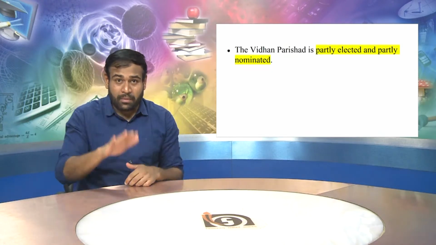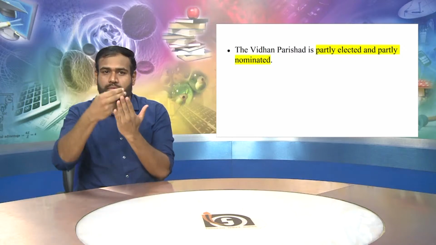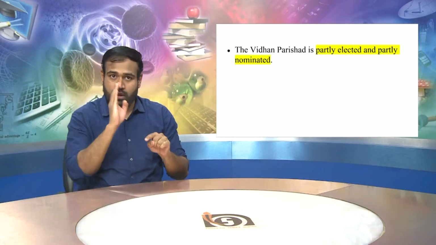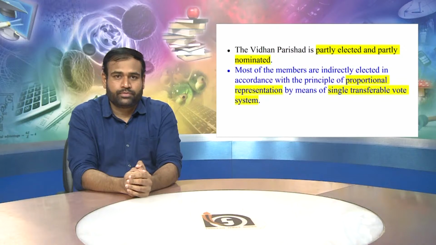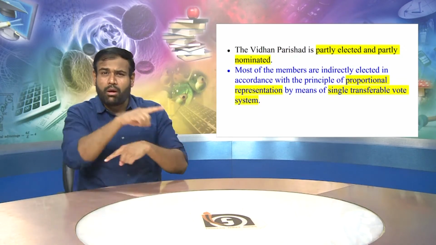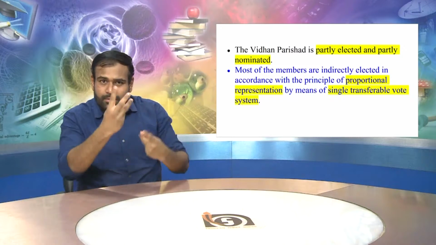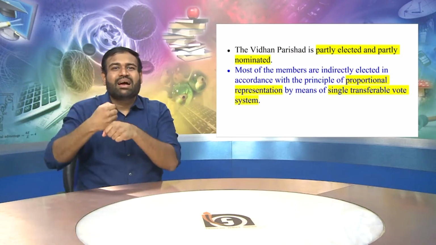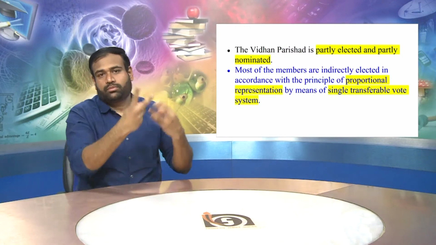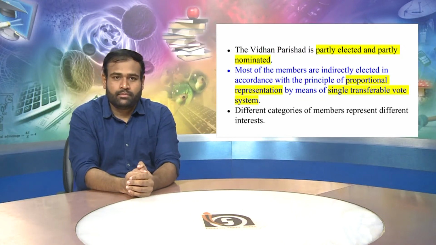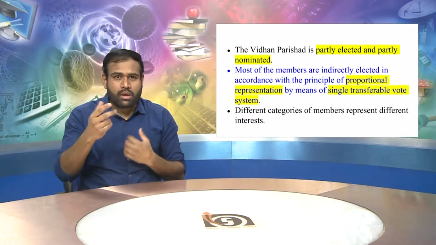Next, the Vidhan Parishad is partially elected and partially nominated. Most of the members are indirectly elected in accordance with the principle of proportional representation by means of single transferable vote system. Different categories of members represent different interests.